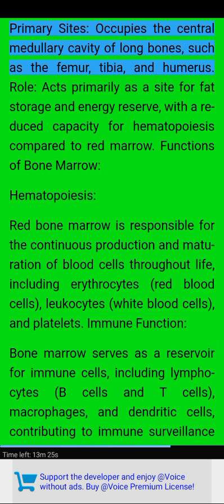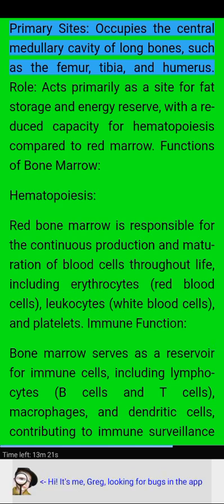Primary sites. Occupies the central medullary cavity of long bones, such as the femur, tibia, and humerus. Role. Acts primarily as a site for fat storage and energy reserve, with a reduced capacity for hematopoiesis compared to red marrow. Functions of bone marrow.